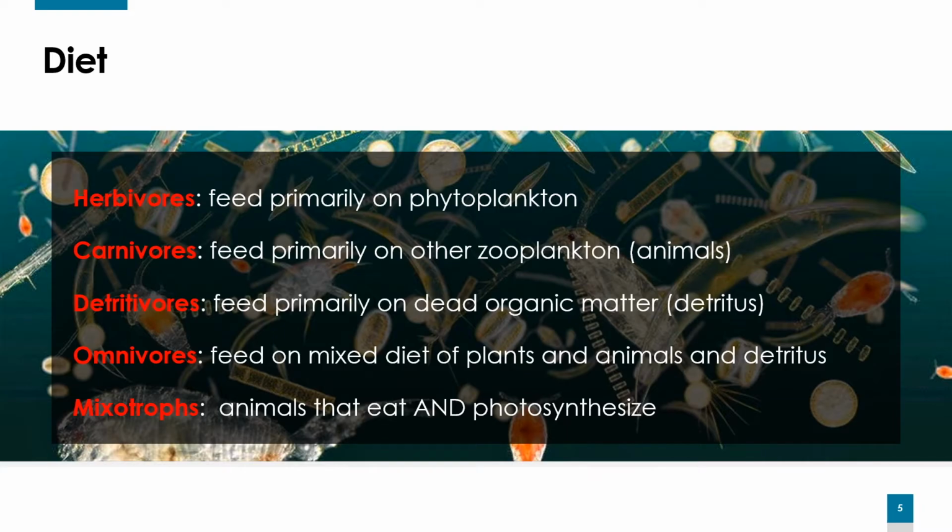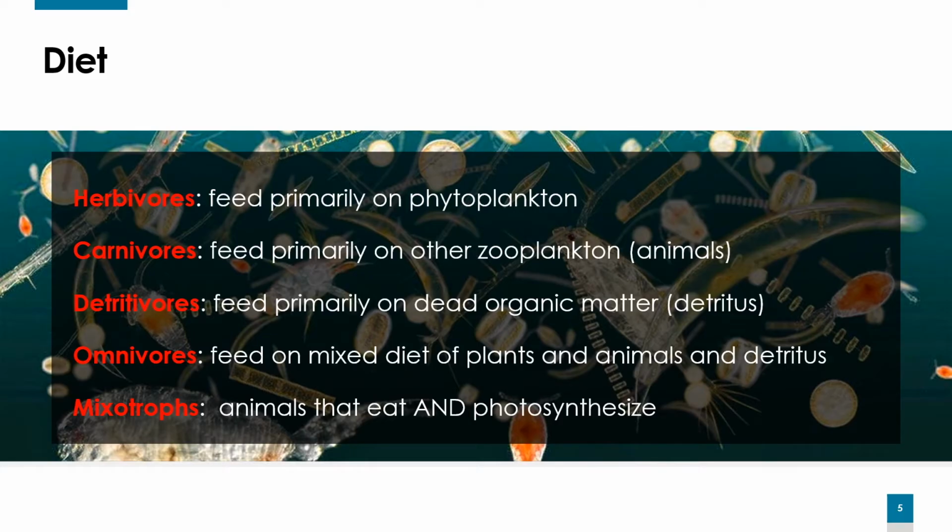Many might assume that zooplankton consist of a diet of just eating other types of zooplankton. And while this is definitely one way to gather nutrients, zooplankton have evolved many different strategies in order to eat and to survive. One of those is to be herbivorous and feed primarily on phytoplankton. Another one, which you're familiar with, is to be carnivorous. Carnivorous zooplankton feed on other types of zooplankton, so other animals.